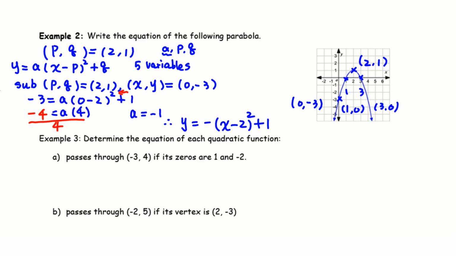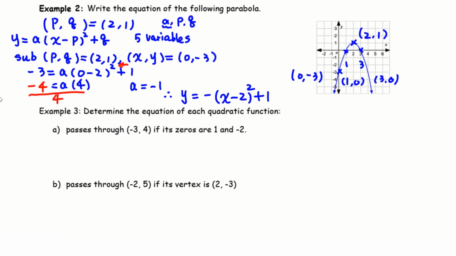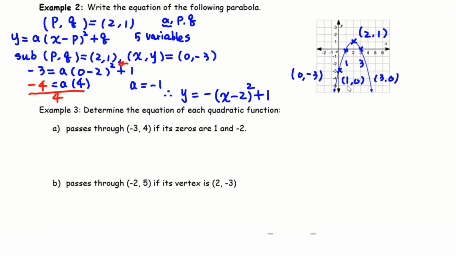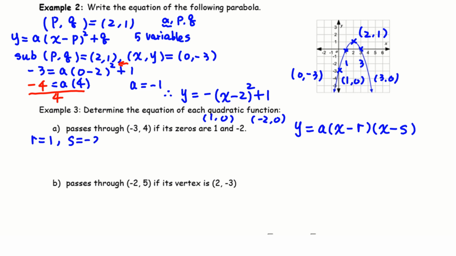And we are going to practice more to see, with other points given, how to find the equation of the quadratic. So this one passes through one point, and the zeros are 1 and -2. So it means (1, 0) and (-2, 0). With the zeros given, we want to use the factor form, y equals a(x minus r)(x minus s). So r equals 1, s equals -2. They are the two variables given.